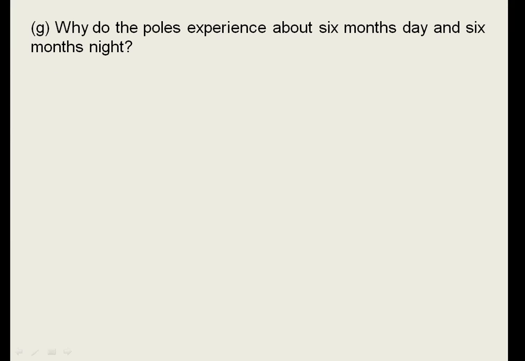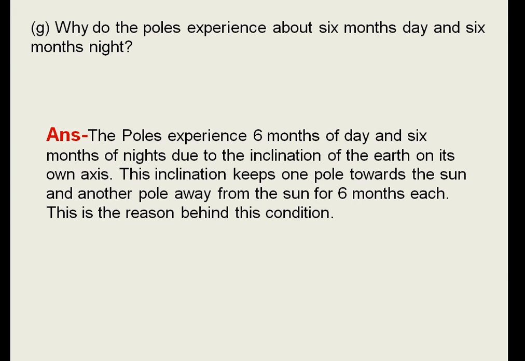Next, why do the poles experience about 6 months of day and 6 months of night? The poles experience 6 months of day and 6 months of night due to the inclination of the earth on its own axis, and it keeps one pole towards the sun and the other pole away from the sun for 6 months each. So this is why they experience 6-month days and 6-month nights.